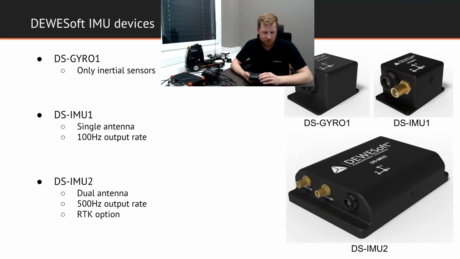Of course, the IMU2 has higher accuracy sensors, it has a higher output rate, and it also has an option to use RTK. So this is correction data, either from a base station, to get 2 centimeter accuracy of the GPS.